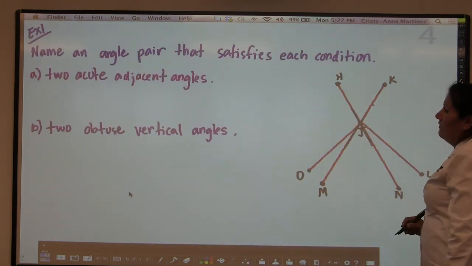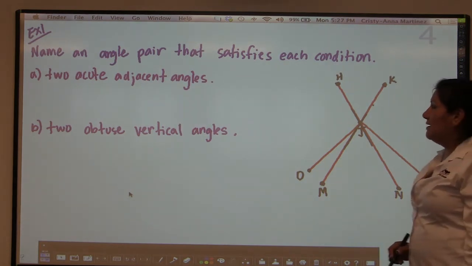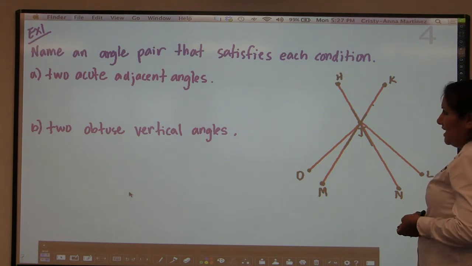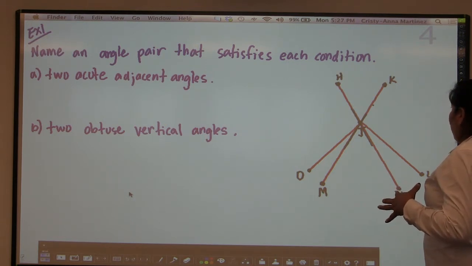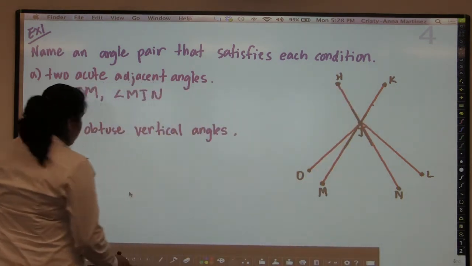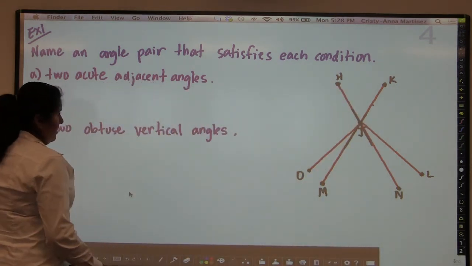Then we have our first example. It says name an angle pair that satisfies each condition. It wants two acute adjacent angles. Now there are several adjacent angles on here, and let me just clear up my board here. Oops, I didn't want to do that, but oh well.